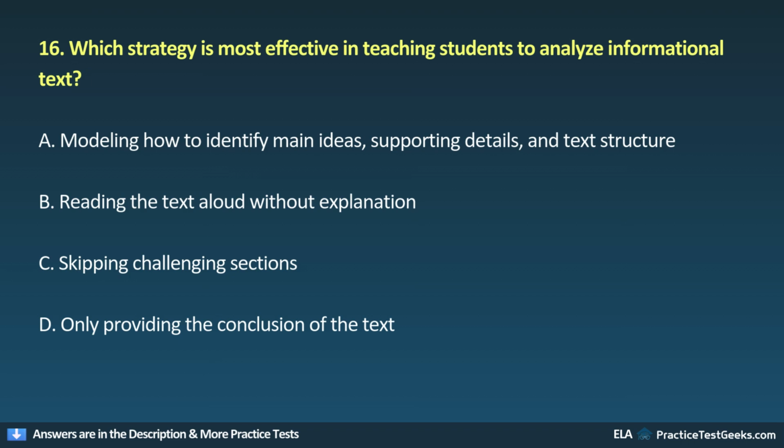16. Which strategy is most effective in teaching students to analyze informational text? A. Modeling how to identify main ideas, supporting details, and text structure. B. Reading the text aloud without explanation. C. Skipping challenging sections. D. Only providing the conclusion of the text.